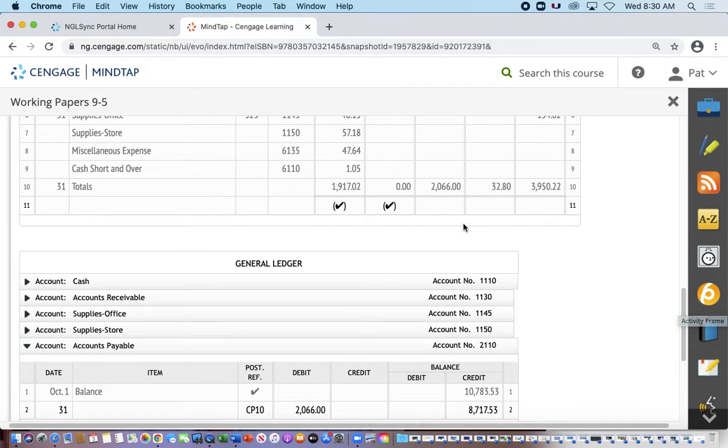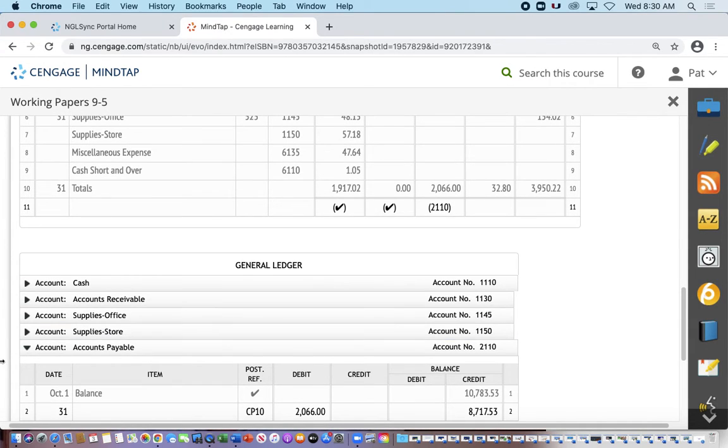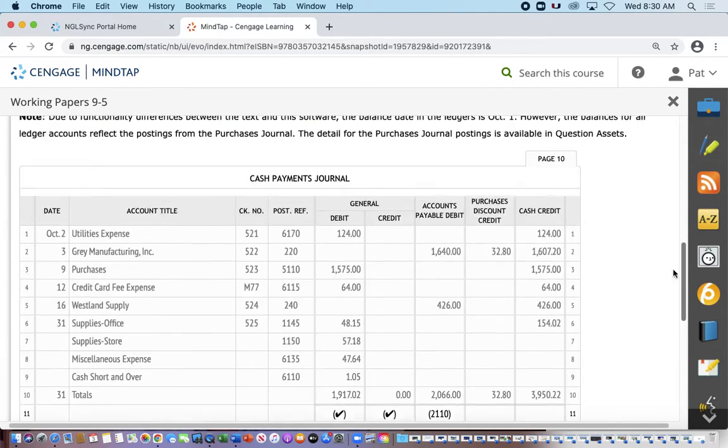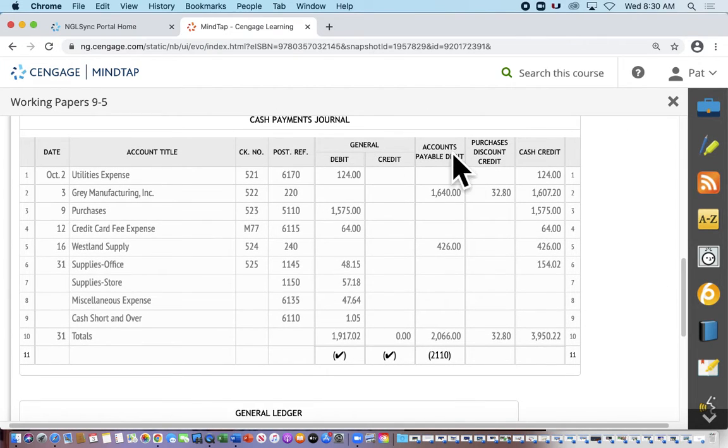The last step is to go ahead. Oh, that's nope. Yeah. And you just type it in and the parentheses will come. So if you type 2110 and then hit enter, the parentheses come. Excellent. You know why we're posting that total, right? We got to get our controlling account to equal the vendors.